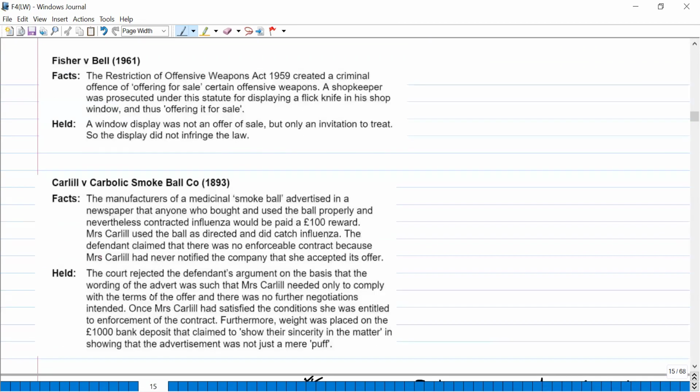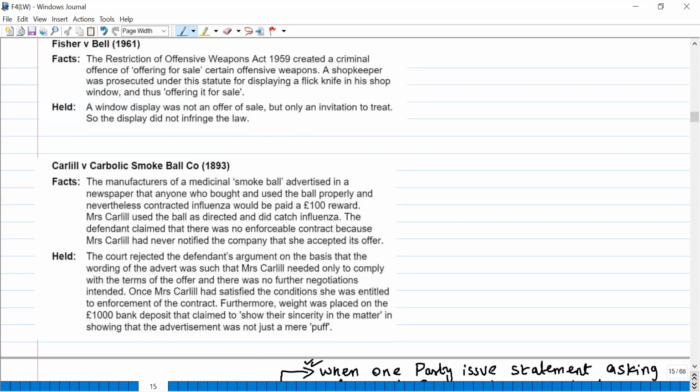Here, this example is a very famous case, Carlill versus Carbolic Smoke Ball Company. So there was a pharmaceutical company, and there was the claimant, who was Mrs. Carlill. The first name is the claimant, and the other one is the defendant. This is a very famous case. The manufacturer of a medicine, the smoke ball, advertised in a newspaper that anyone who bought and used the ball properly and nevertheless contracted influenza would be paid a £100 reward.